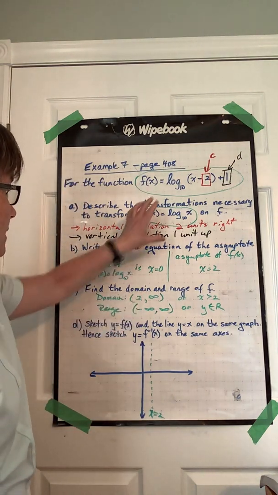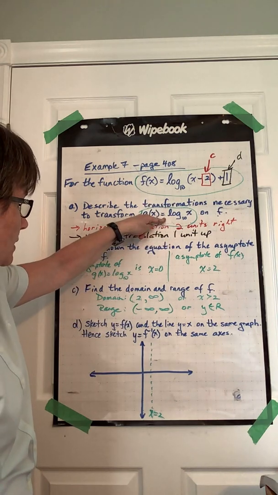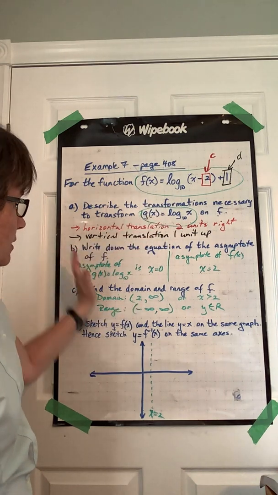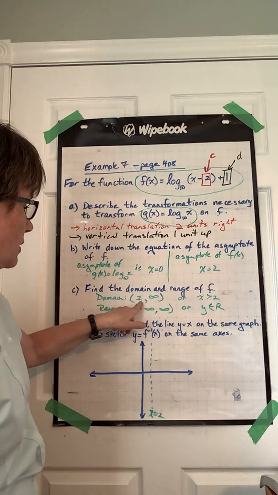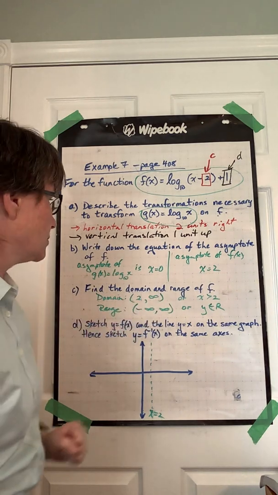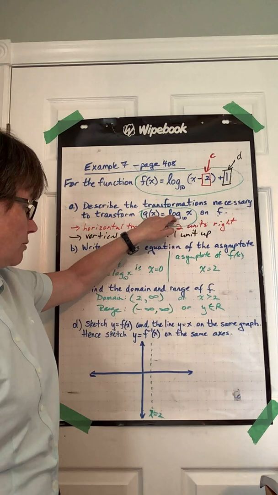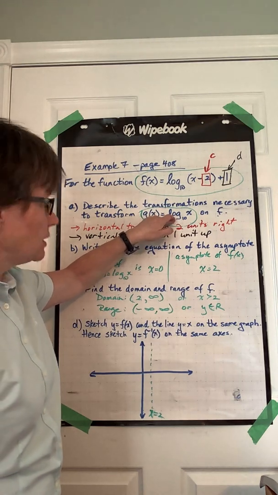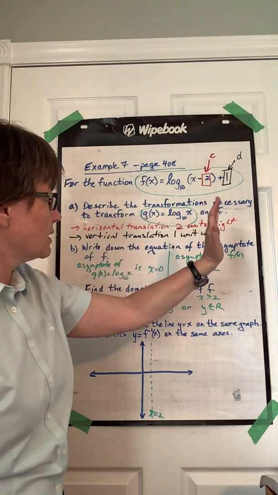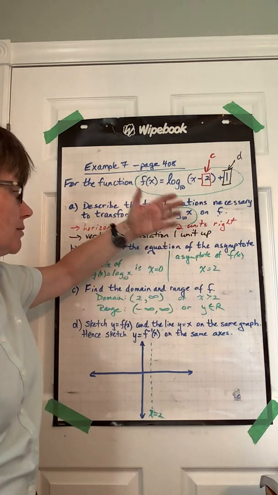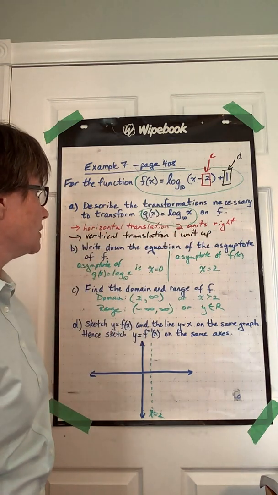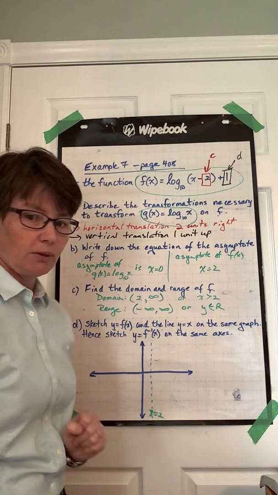For the base function, the domain would have been 0 to infinity. We had to move everything to the right 2 units, so it became 2 to infinity. The range would have been negative infinity to infinity. As we move everything over and up, it's still going to be negative infinity to infinity.